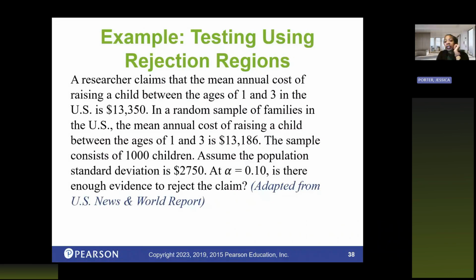We got another one. Let's go from top to bottom. All right. A researcher claims that the mean annual cost of raising a child between the ages of 1 and 3 in the U.S. is $13,350. In a random sample of families in the U.S., the mean annual cost of raising a child between the ages of 1 and 3 is $13,186. Sample consists of 1,000 children. Assumed population standard deviation is 2750. At alpha equals 0.10. Is there enough evidence to reject the claim?